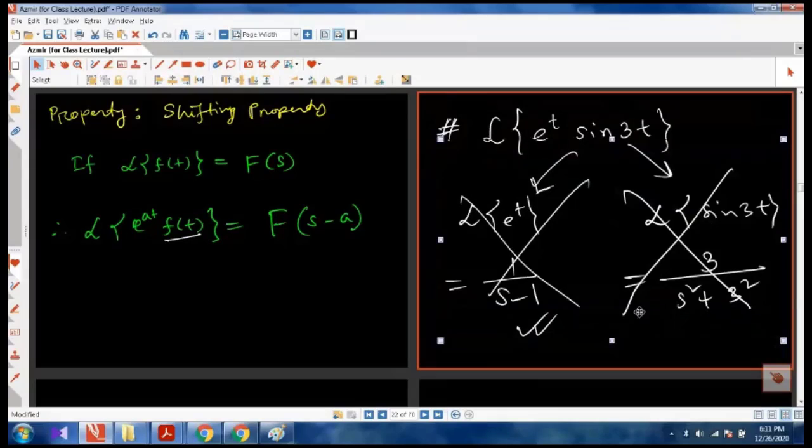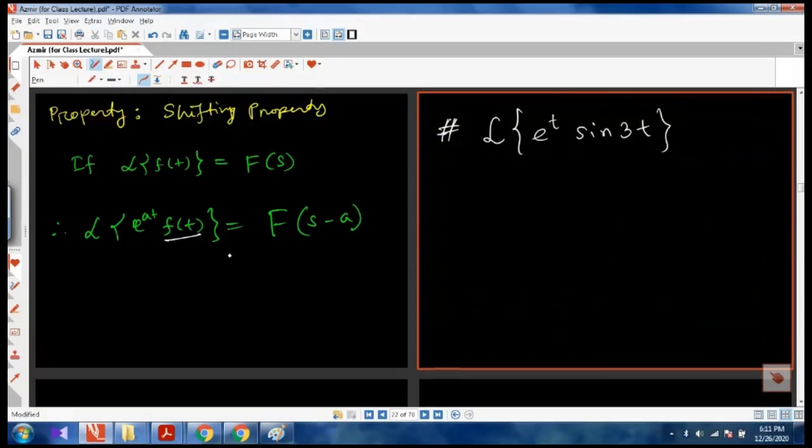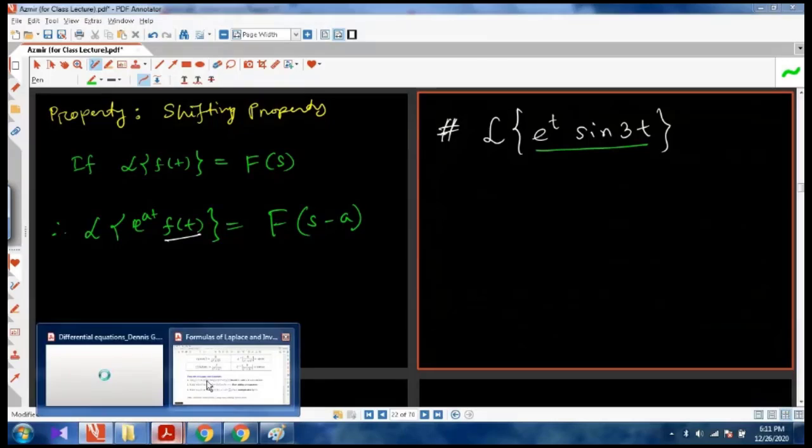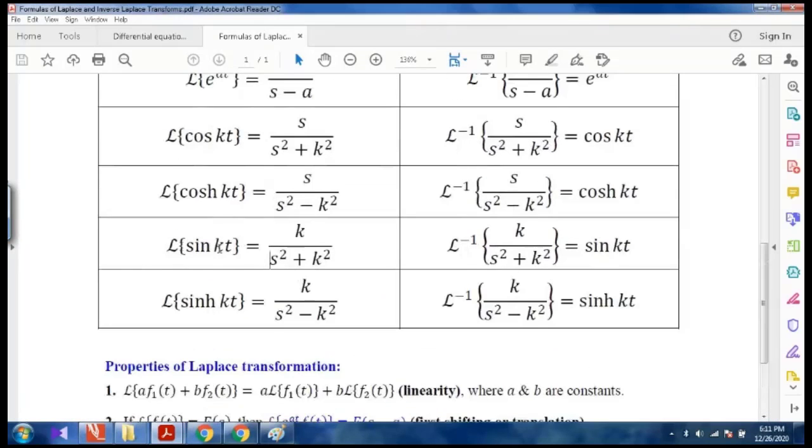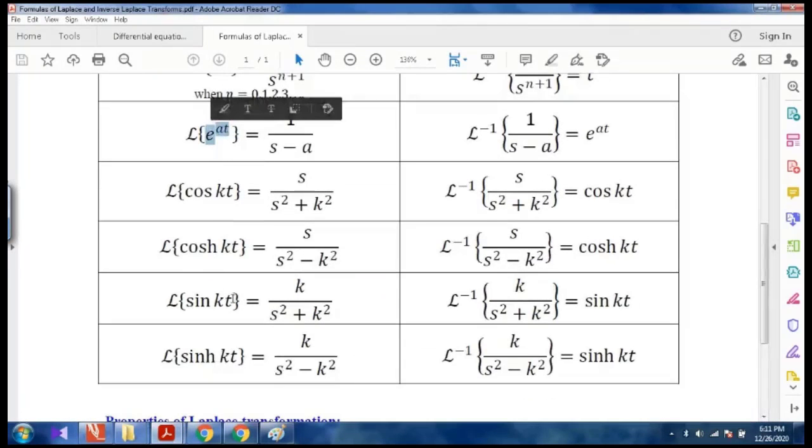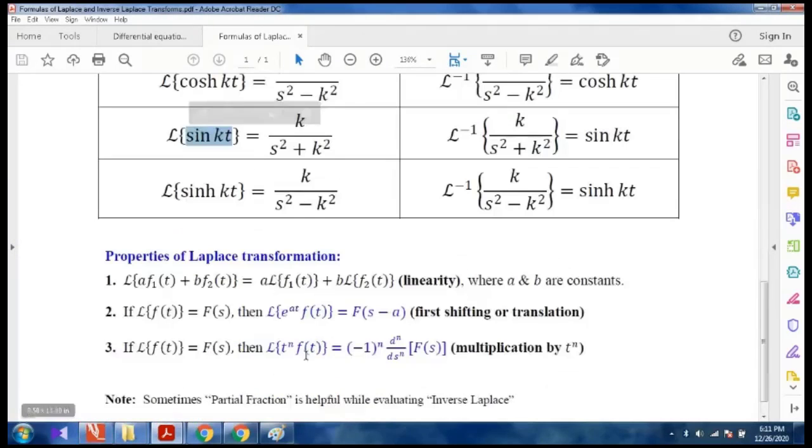Actually, these are separate problems, different problems. So you can see we don't have any formula like that, a combination of e power at and sine kt. But we are lucky that we have the second property here.